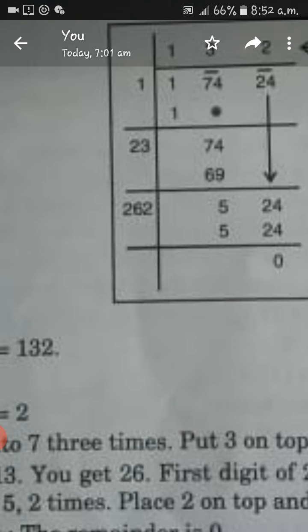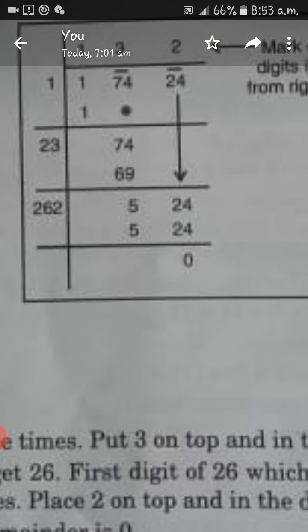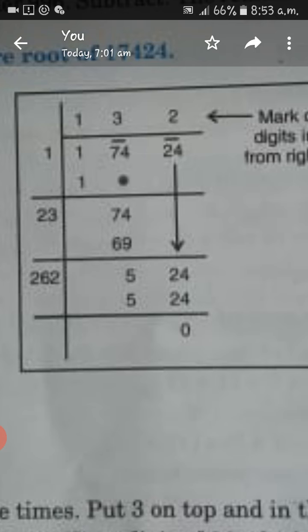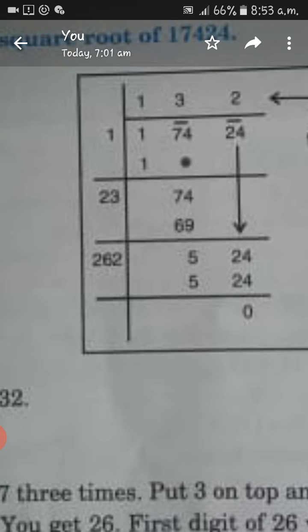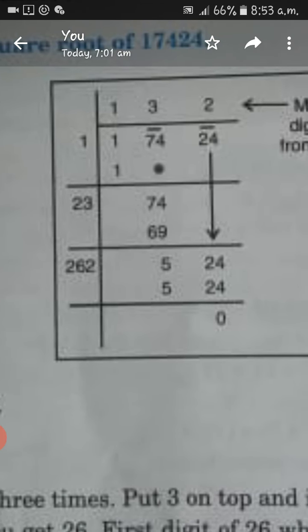Now we see which number we put after 2 and multiply so that the product is less than 74. So it is 3. If you take 4 here, 24, then its product will be 96, which is greater than 74. So we take 3 and the product we write is 69. Again below we write 3, so 23 plus 3 we add, it becomes 26, and the difference is 5. 74 minus 69 is 5. Next we bring down the next pair 24. So the dividend is 524.